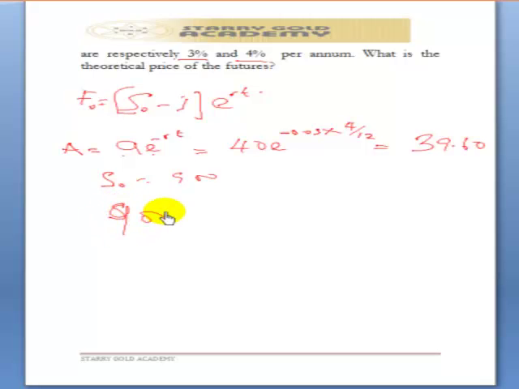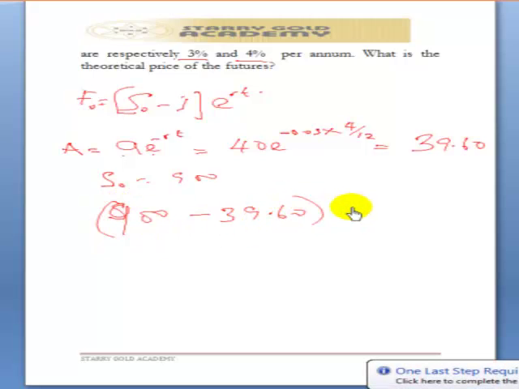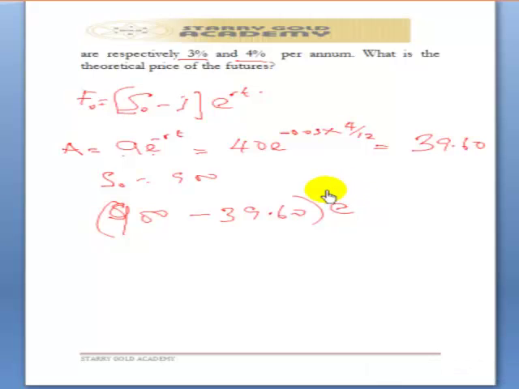900 minus 39.60, all into exponential. What r do we use here? We use the r for 9 months. What's our r for 9 months? It is 4%. Please always consider all this. It is 4%, that's 0.04 multiplied by 9 all over 12.